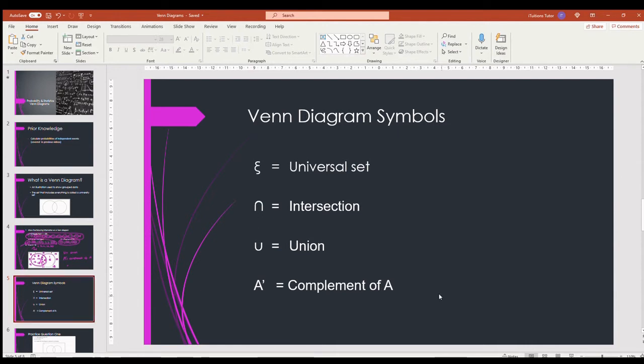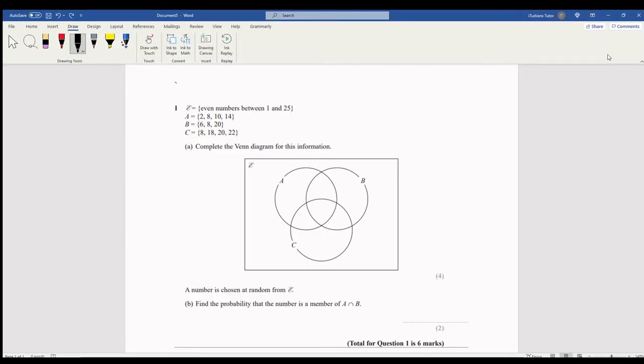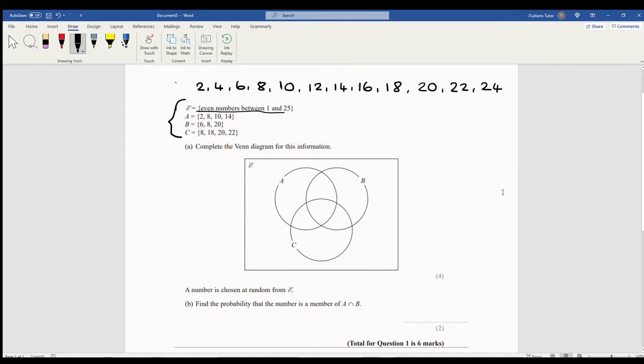Let's have a look at a GCSE question. This question is taken from a GCSE past paper. Let's complete the Venn diagram for this information. Start by looking at what's in a universal set, which is even numbers between 1 and 25. I've put these on the top here.